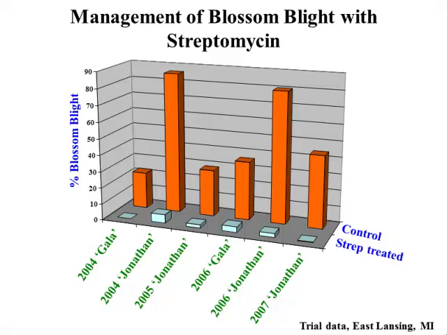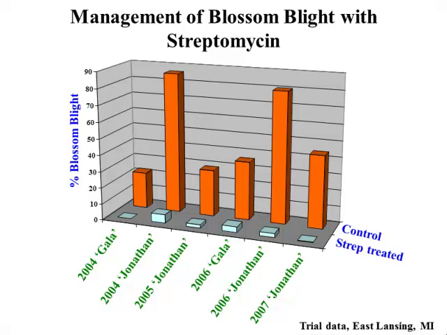And this slide just shows some of the work that we've done at MSU, working with streptomycin for blossom blight control. In these tests, we run field tests on susceptible apple cultivars, and we inoculate these trees with the pathogen. Then we put streptomycin sprays on before and after we inoculate, and you can see that we can get infection as high as 80 to 90% in unsprayed trees. But where we use streptomycin, the disease is reduced very effectively and very consistently.